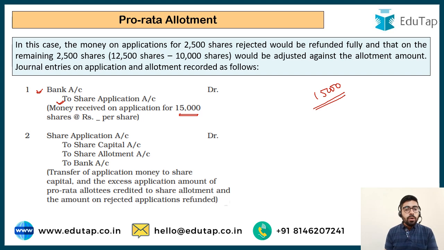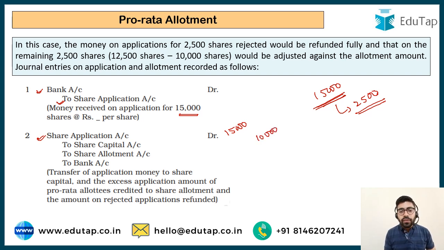Now, for the 15,000 shares, 2,500 are outrightly rejected. So for these 2,500, we have to refund this money. The next entry that we pass is share application account debit to share capital. The share application account is going to be debited for 15,000 shares, but share capital is ultimately going to be credited for only 10,000 shares.